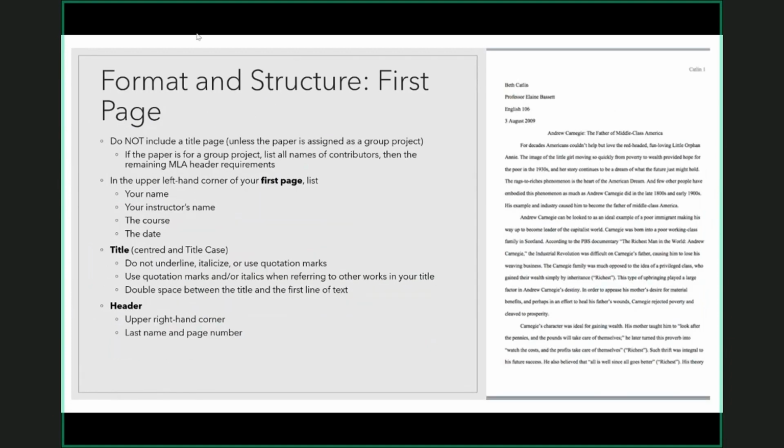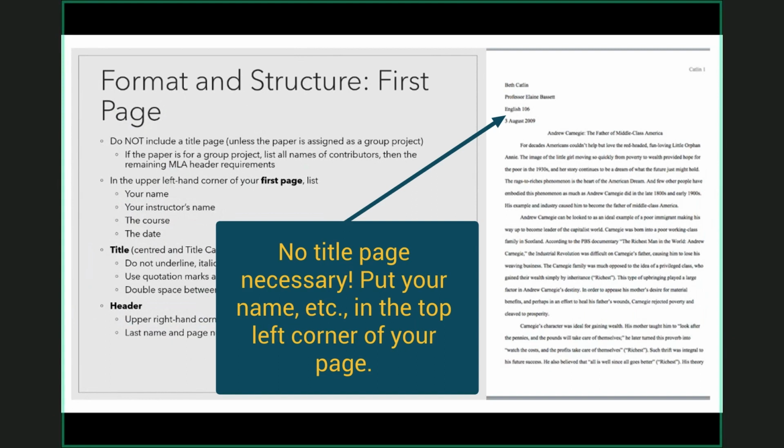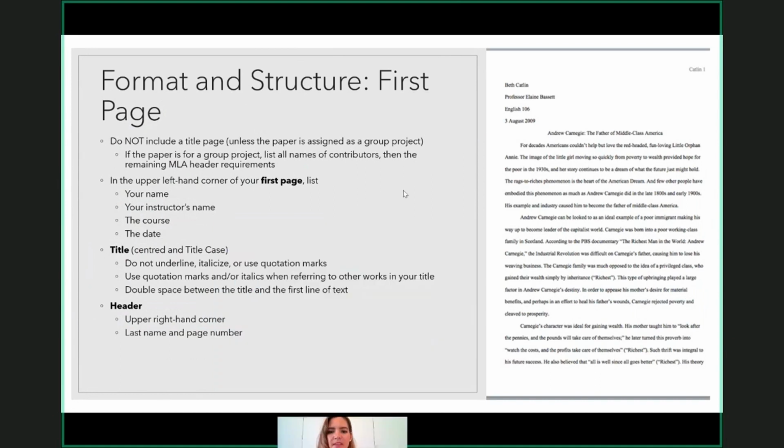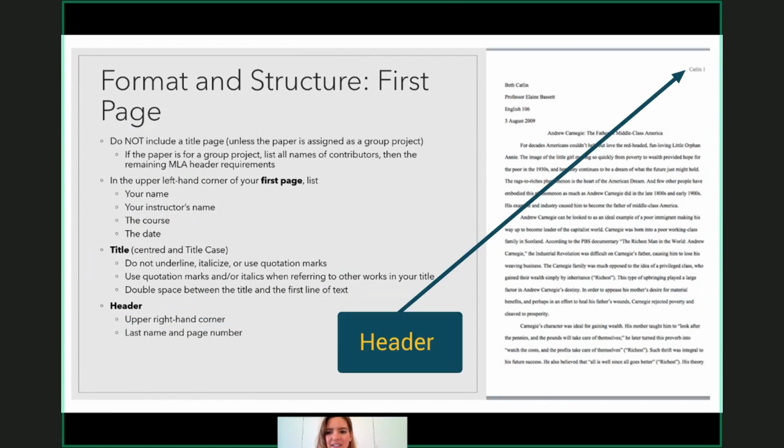The first page of an MLA paper looks really different from the first page of an APA paper. For MLA, you do not need a title page. Instead, in the upper left-hand corner of your first page, please list your name, your instructor's name, course, and the date. The title should be centered and title case. And don't forget your header in the upper right-hand corner, which includes your last name and the page number.